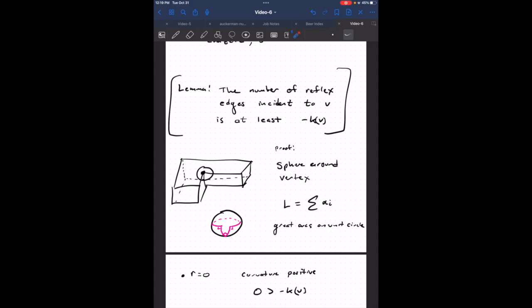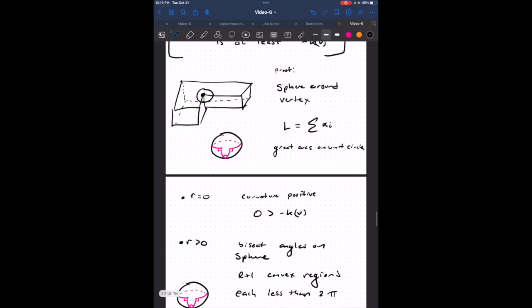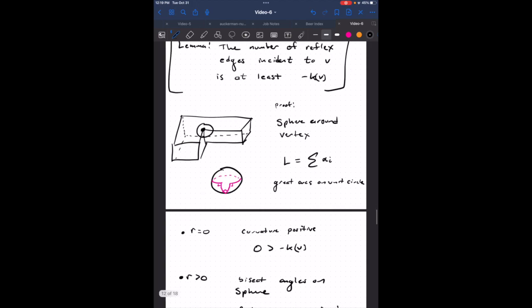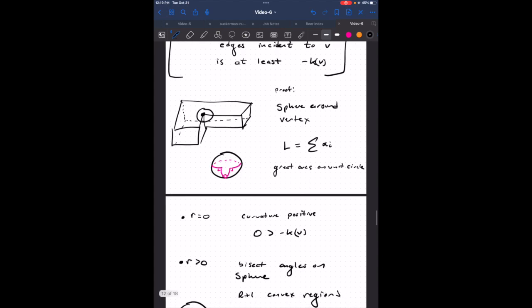So we have great circles, or great arcs, pardon me, on the unit sphere. So we can compute using the arc length. Arc length is the radius times the angle. So that tells us the length of our curve is just the sum of these angles here. So that's pretty cool. And then if we have no reflex vertices, then we have positive curvature. So the lemma is certainly true: 0 is bigger than a negative positive value.